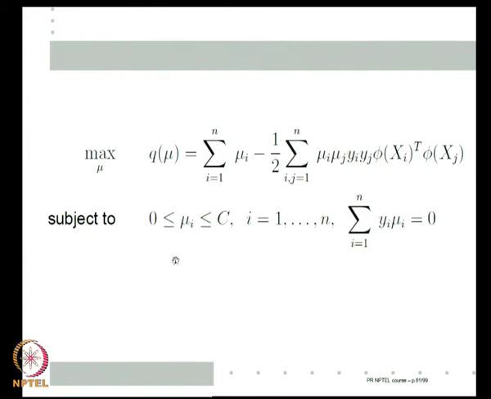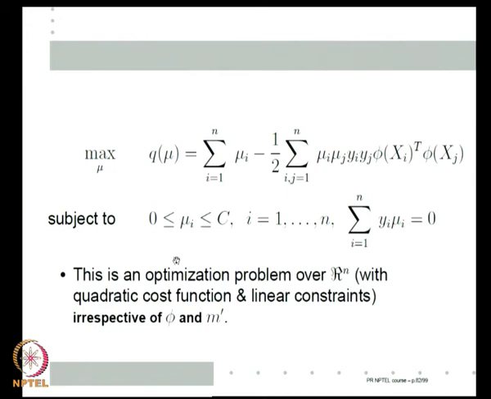This. Am I done? The good thing about it is that it is an optimization problem over R^n, the number of examples. It has nothing to do with the function phi or m prime, meaning the dimensionality of this optimization problem does not depend on the function phi or the new space m prime. So, originally I may have a 100 dimensional space, now phi of x may be a 10,000 dimensional space, but in both spaces I will be solving maybe a 1000 dimensional optimization problem, because I have 1000 examples.